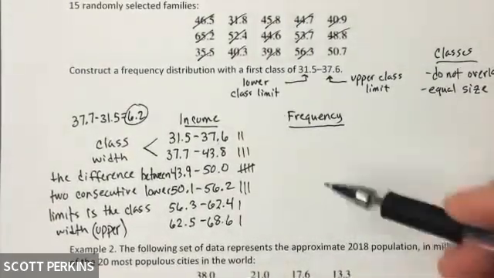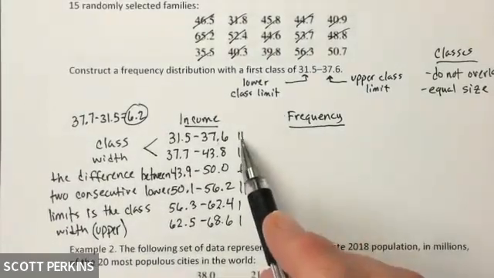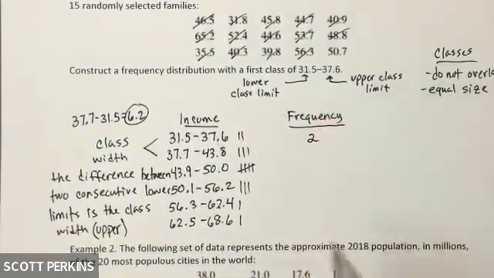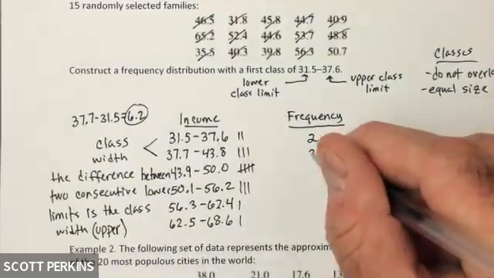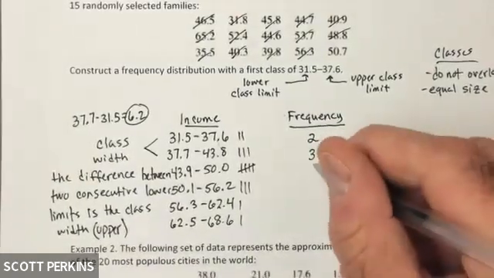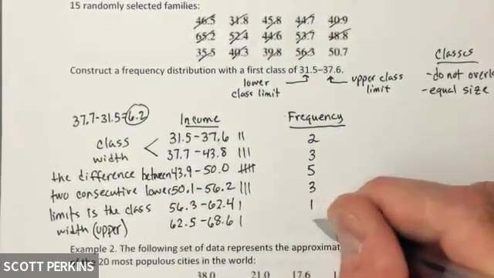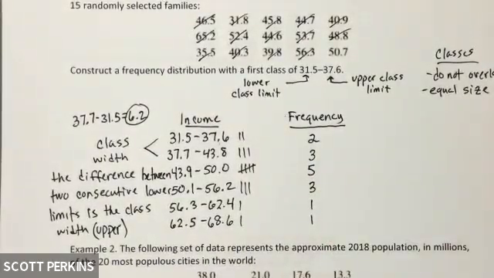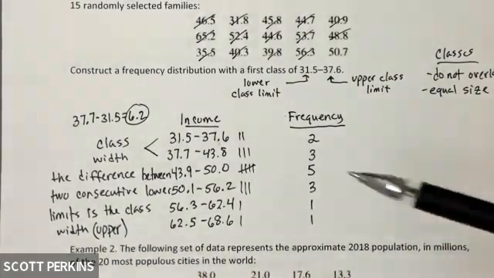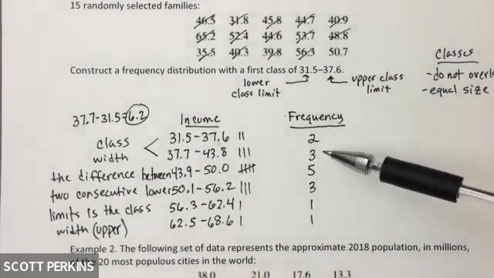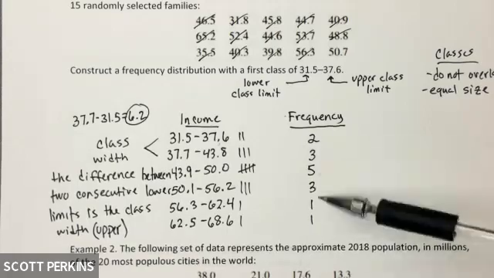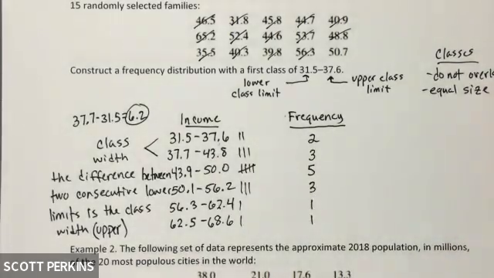The only other thing is my frequency column. I just count up the tally. So in the first class, I had 2 marks, so 2. Second class, I had 3 marks, so 3. Third class, I had 5 marks. Fourth class, 3 marks, and then 1 and 1. And it's called a frequency distribution because it's just telling you the simple fact of how many times a piece of data falls in each of the different classes.